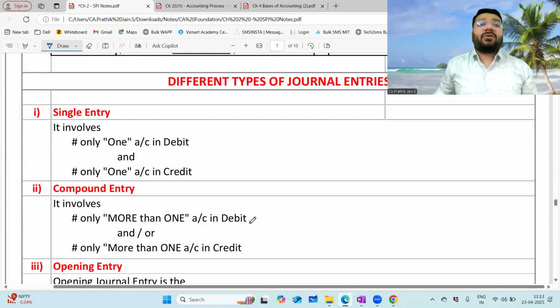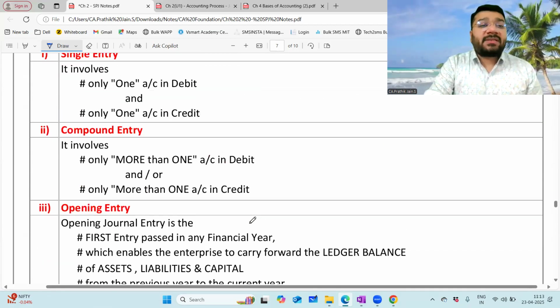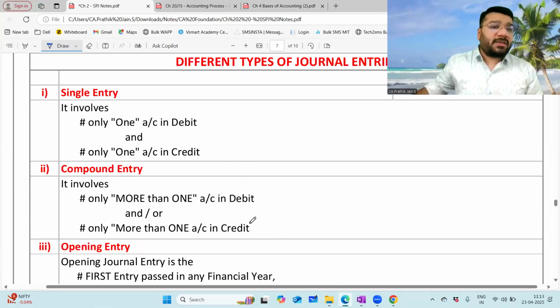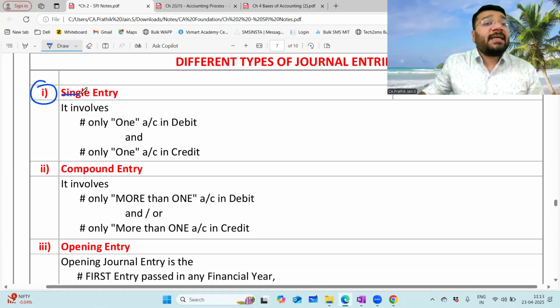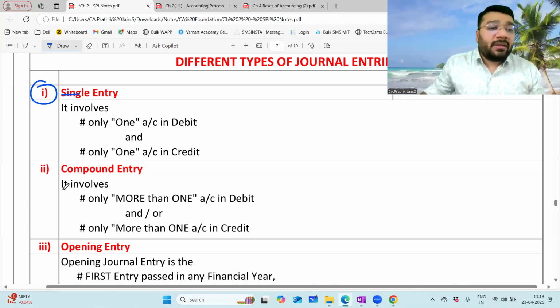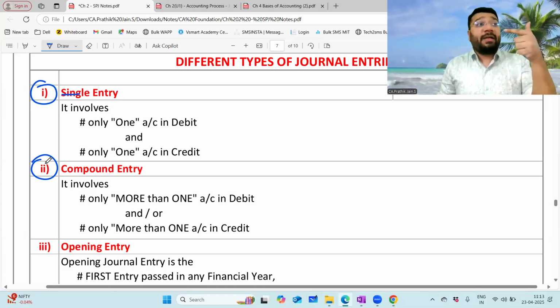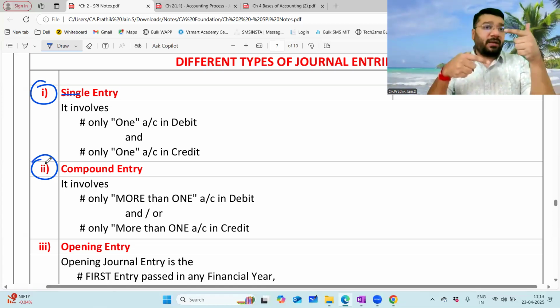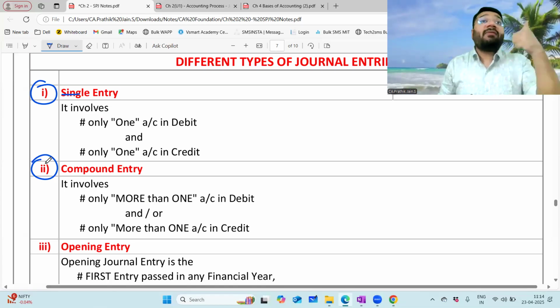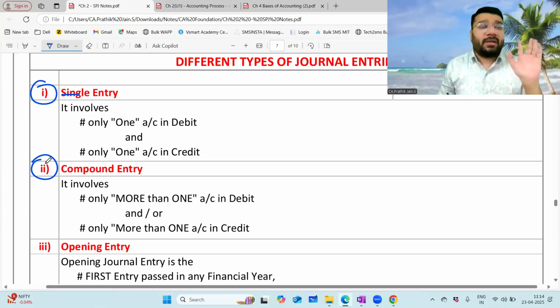Now, we understood there are different types of journal entries. Totally, how many types? 7 types of journal entries. In that, I discussed only 2 types in the last class. One is single entry, also called simple journal entry, in which there will be only one account in debit and one account in credit. There's also the compound entry, where there could be more than one account in debit, or more than one account in credit, or more than one account in both debit and credit. That is called compound entry.